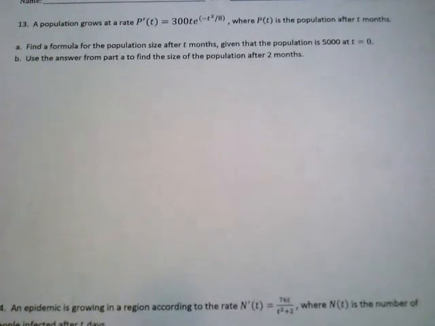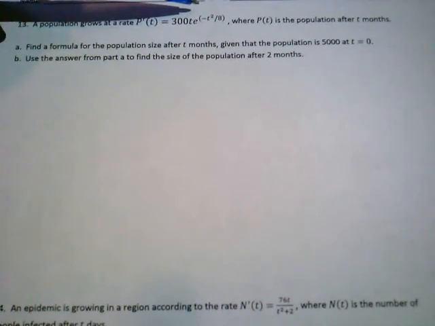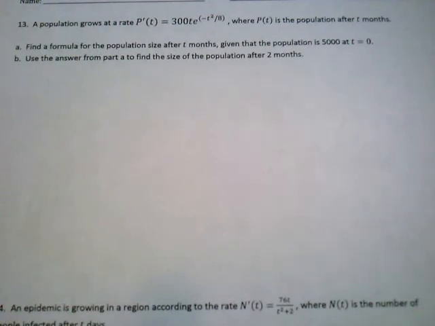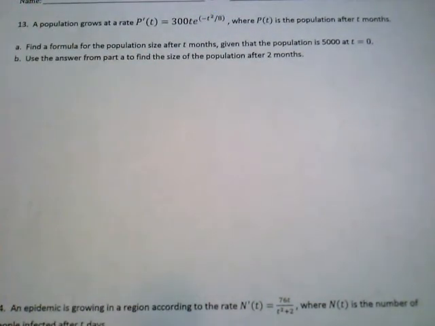All right, now looking at our applications. It says a population grows at a rate of p prime of t equals 300 t e to the negative t squared over 8, where p of t is the population after t months. So we're looking for a formula for the population size, given that the population is 5,000 when the time is 0. So first of all, our population function is going to be the antiderivative of our growth rate function.